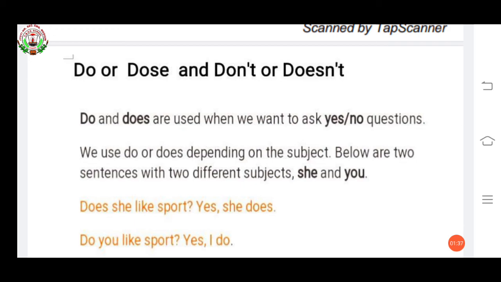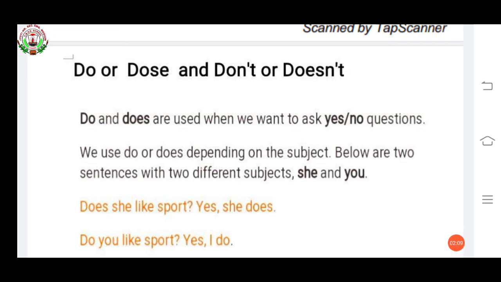I have already given some rules that I told you to note down in your rough copy or any notebook. That is very important to learn, otherwise you won't be able to understand. So, we had completed two exercises, A and B. Now, we have to do exercise C. But before that, we have to see the use of do or does and don't or doesn't.